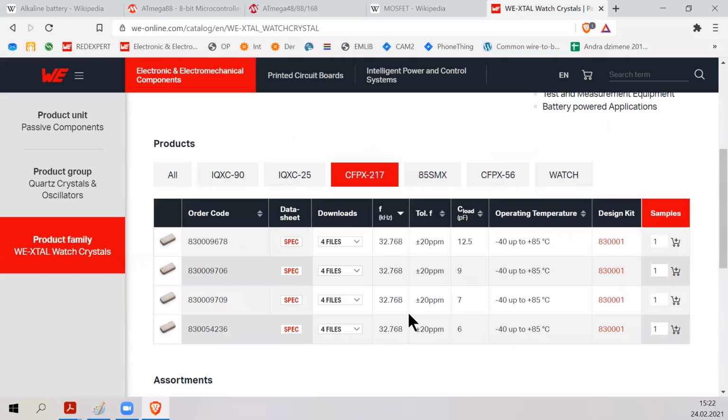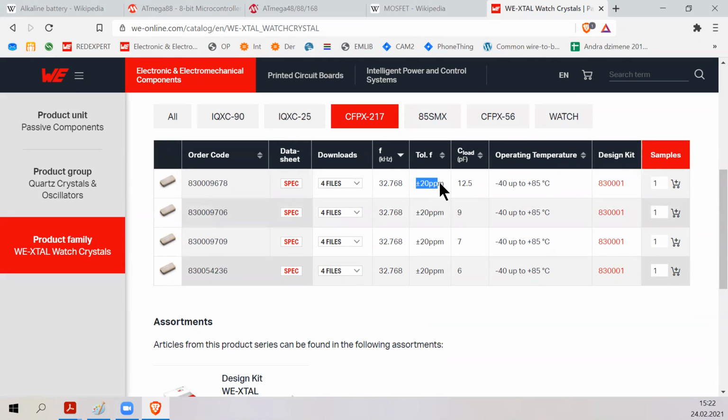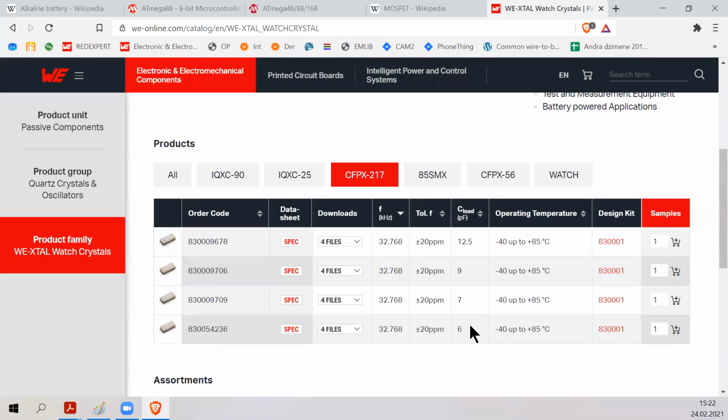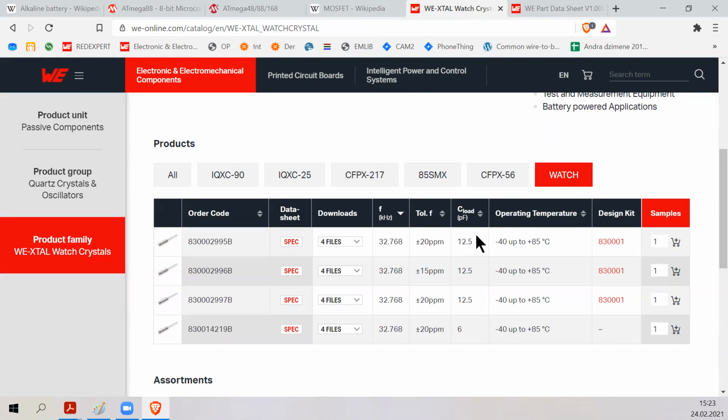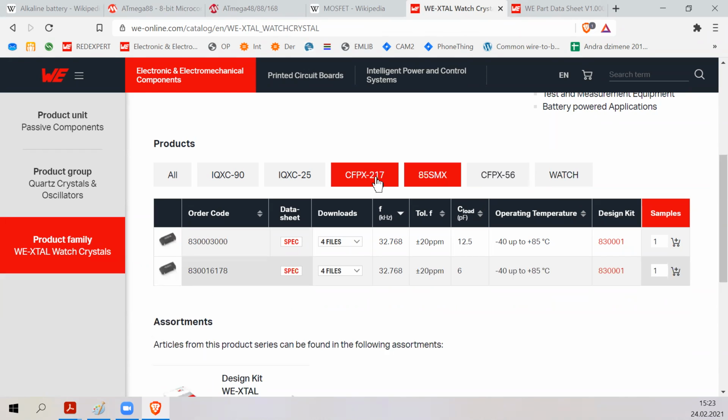And if you select them, you can see the frequency precision, and also the temperature and the load capacitance. Sometimes the microcontroller datasheet specifies what load capacitance it accepts. Sometimes it doesn't, so you can pick any one of these, but this 12.5 is very popular. Oftentimes this 12.5 is just the most common, and basically everybody uses that. Let's check out these watch crystals. These watch crystals are almost all 12.5.